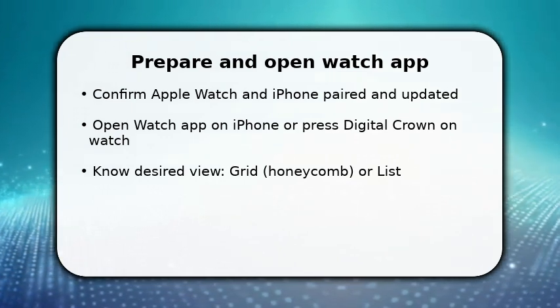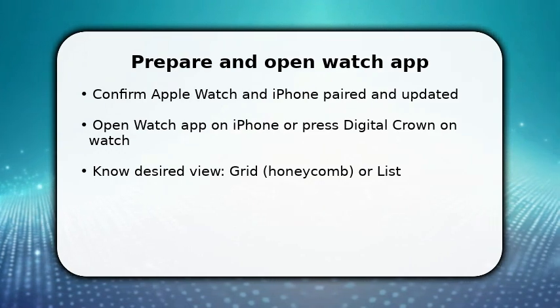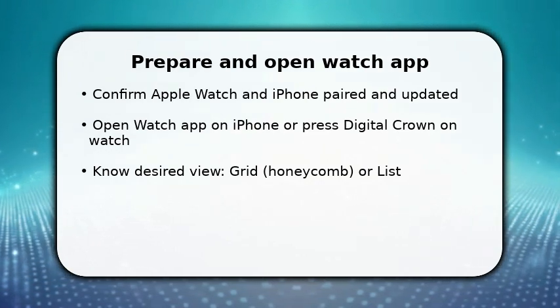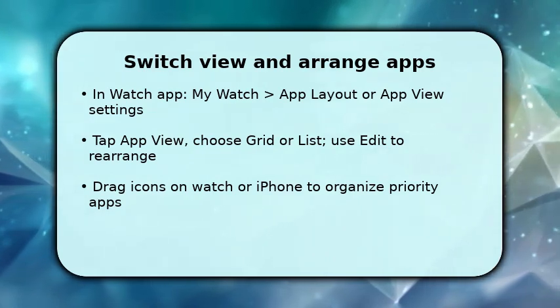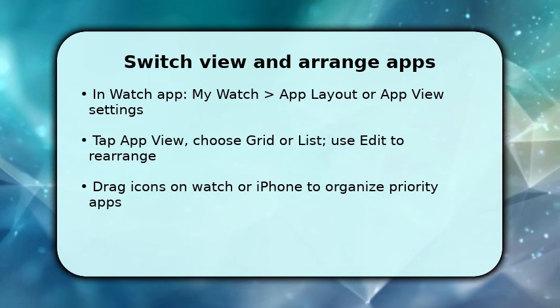Now change the view. In the Watch app, go to My Watch, then App View or App Layout depending on your iOS version. Tap App View and select Grid or List. This immediately toggles how apps display.